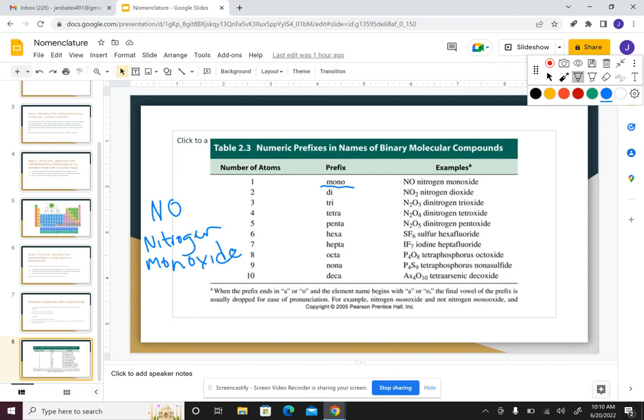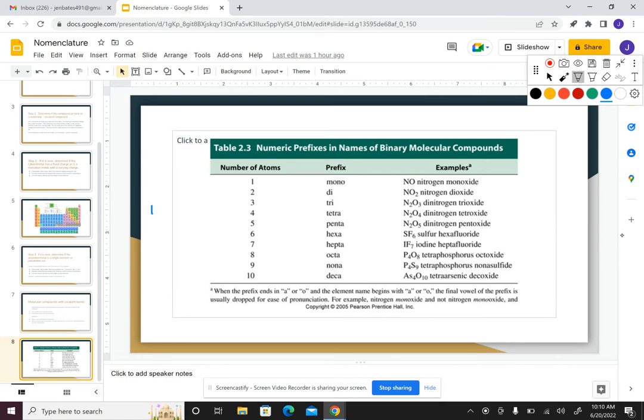Okay, and that also kind of brings us to a second rule there. If the second element begins with a vowel, you can drop the vowel that ends the prefix. So instead of monooxide, you can say monoxide. All right, another example of that would be tetroxide. If there were 4 oxygen atoms, you wouldn't say tetraoxide, you would say tetroxide. Okay, so let's do some more examples here.